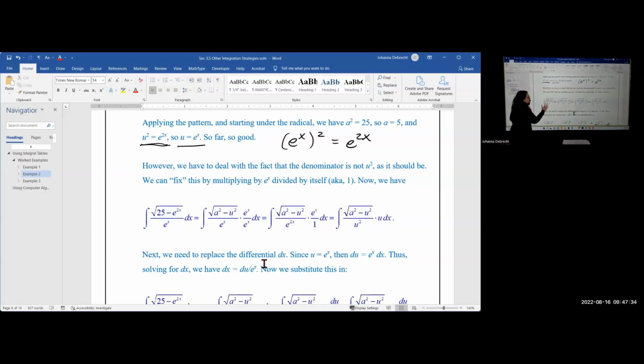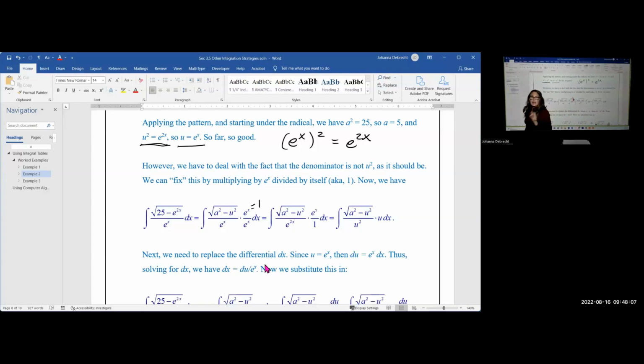So what I did was I took the original integral here and I multiplied by 1 in the form of e to the x over e to the x. Now I can take the denominator e to the x and slide it under the first fraction to get e to the 2x, and that will leave me with e to the x dx. But remember that e to the x is my u, so this becomes the integral of a squared minus u squared over u squared times u dx.